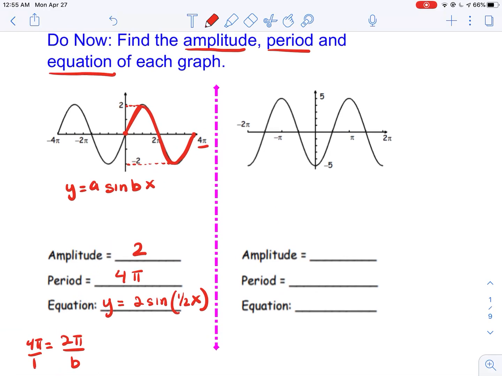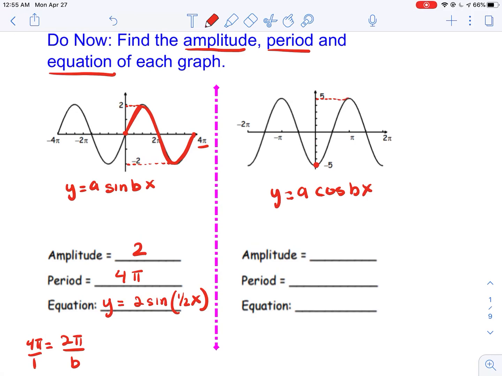Okay, so let's take a look at the second one. Is this a sine or a cosine graph? So from what we've learned, we know that when it starts at a number, we are looking at a cosine graph. So our graph is going to be of the form y equals a cosine of bx.